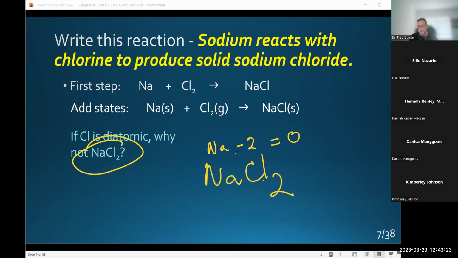So if we go through the scenario, this formula suggests that sodium is a +2 ion. It can't be a +2, right? Because sodium, if you look at your periodic table, is in group 1A. It only has one valence electron. It's only going to lose one electron. And that's why the correct formula for sodium chloride is given up there, NaCl.